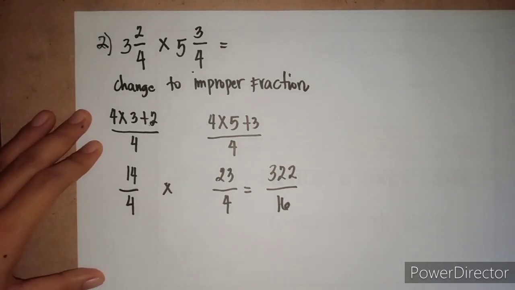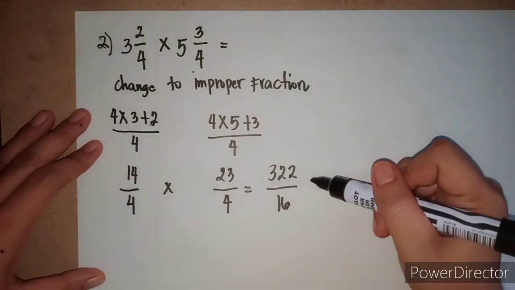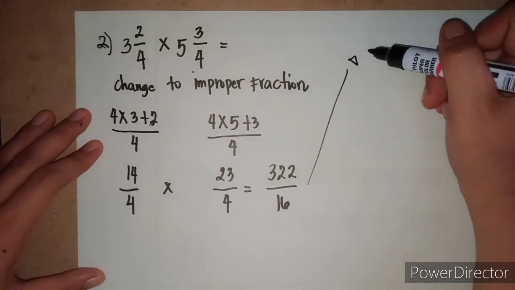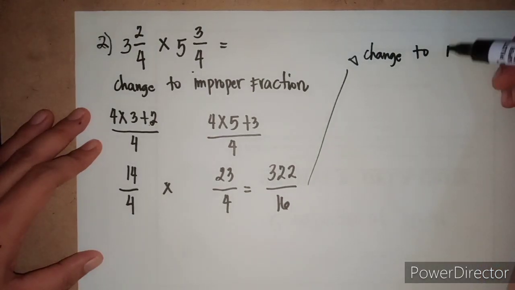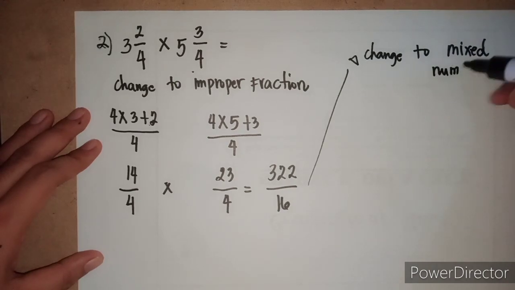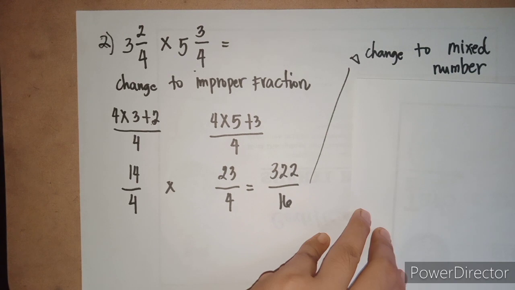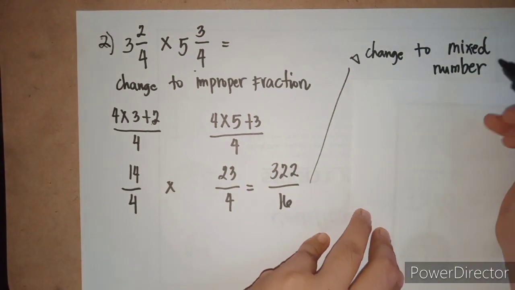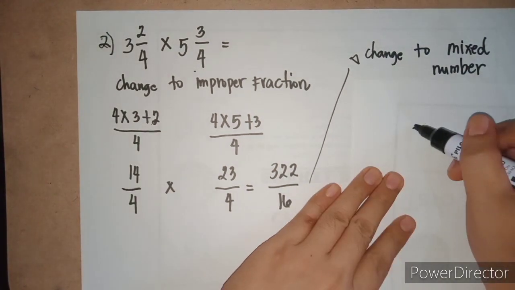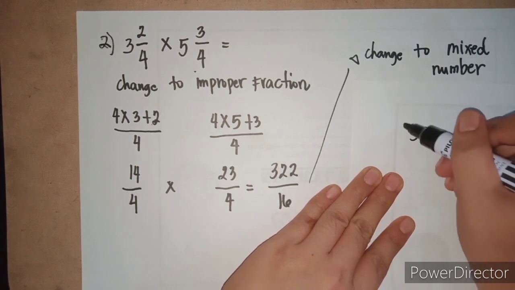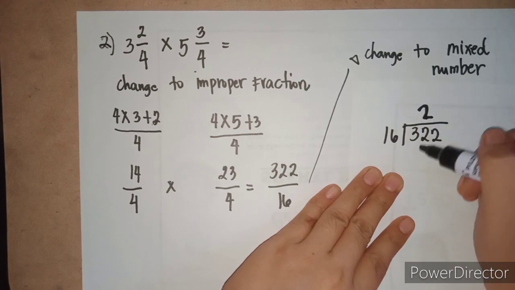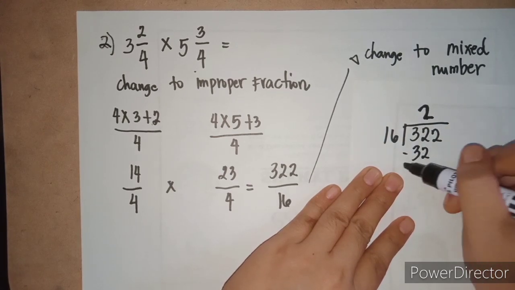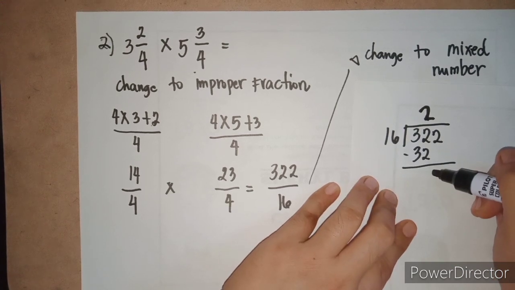Okay, since the numerator is bigger than the denominator, we need to simplify or change this improper fraction to a mixed number. Okay, so we divide 322 by 16. The answer is 2. Then 2 times 16 is equal to 32. Then subtract, it is equal to 0.